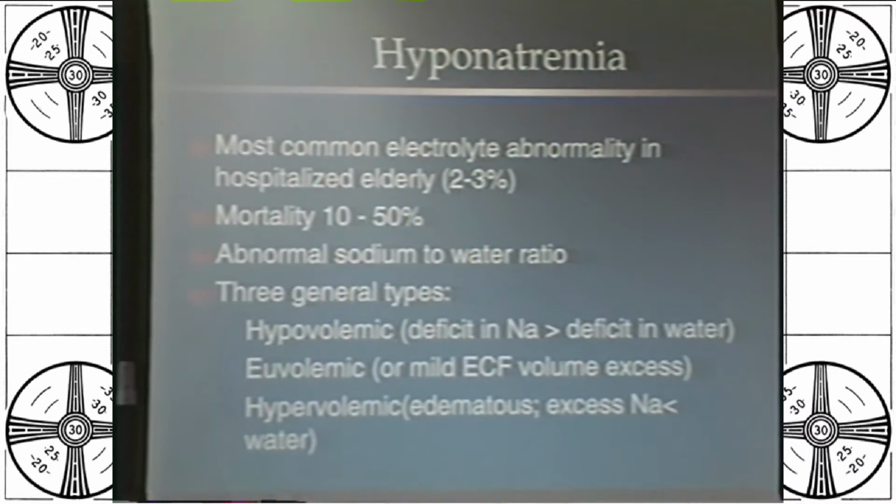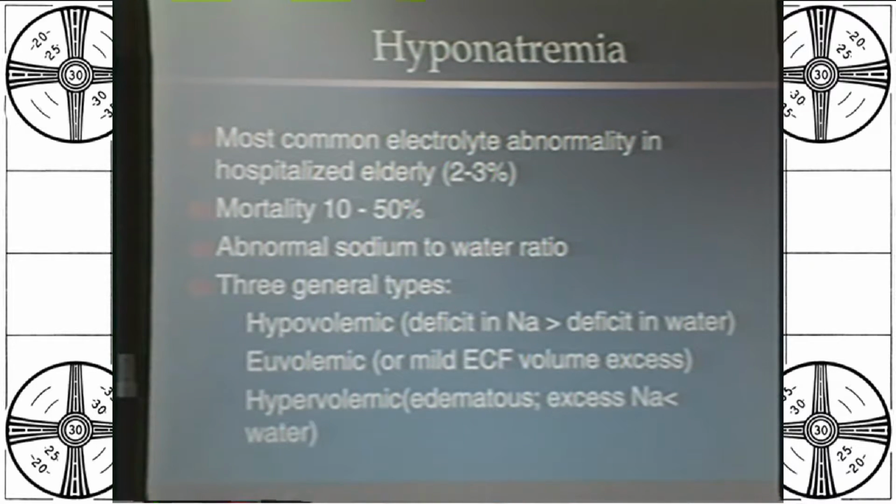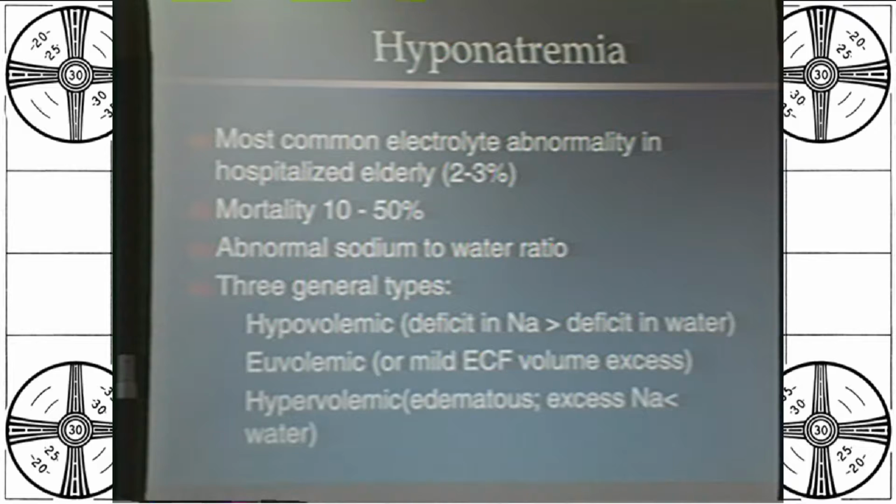Hyponatremia is the most common fluid and electrolyte abnormality in hospitalized elderly, and it happens in 2 or 3%. Not all of these are severe, and most of them are not symptomatic. However, it does have a mortality of 10 to 50%. That's a broad range because a fair amount of the mortality is associated with what the underlying cause for the hyponatremia is. Basically, hyponatremia results from an abnormal sodium to water ratio.